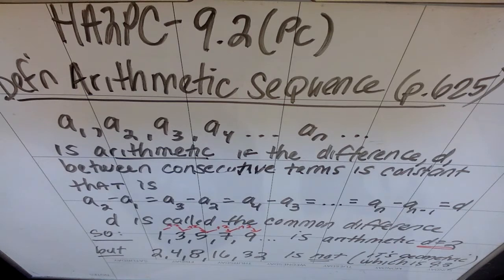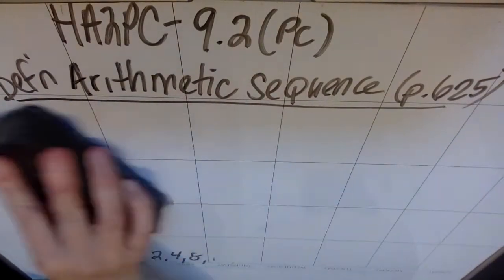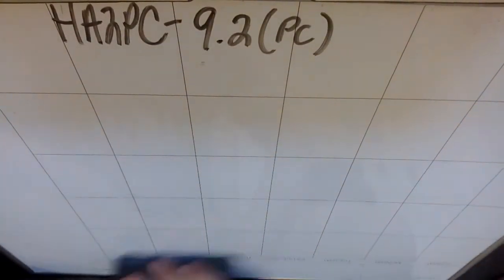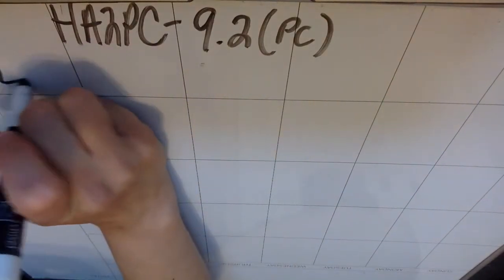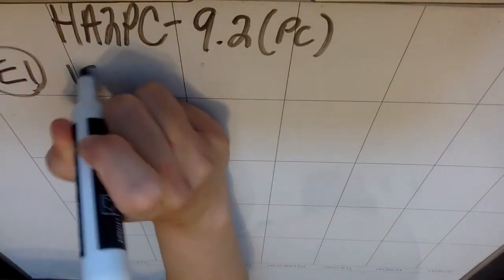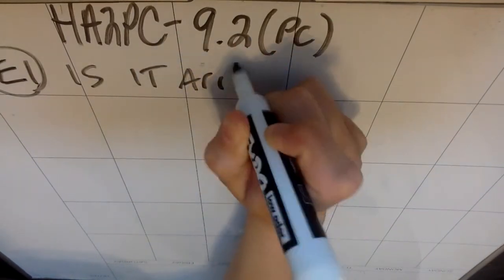So we're going to walk through an example and identify a sequence as either arithmetic or not arithmetic right now. So let's do example 1. Is it arithmetic?